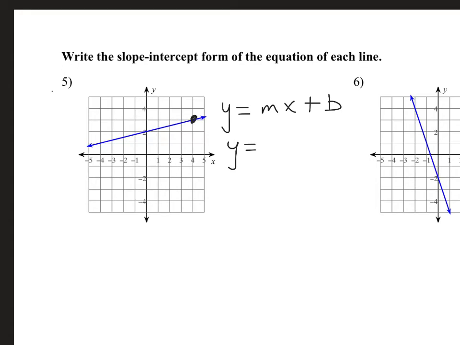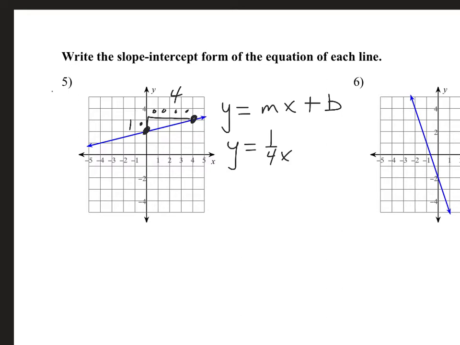You need to choose 2 coordinates that hit in a corner. So I'm going to choose those 2. I'm going to make my little stair steps so that I can count my rise and my run. In this case, my rise is 1. My run is 4. This line is going in a positive direction, so that means it'll be 1/4 x.